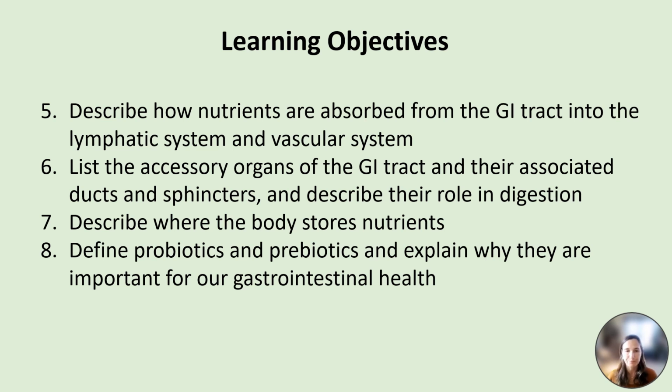to digestion. I want you to be able to list the accessory organs of the GI tract and their associated ducts and sphincters and describe their role in digestion. I want you to be able to describe where the body stores nutrients, and then finally define probiotics and prebiotics and explain why they are important for our gastrointestinal health.